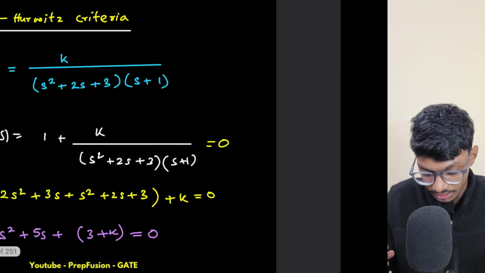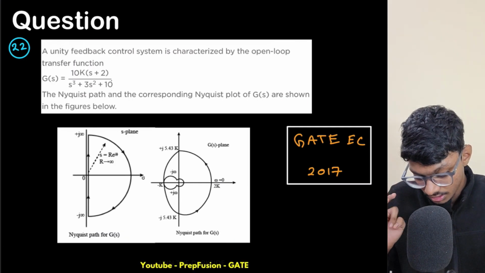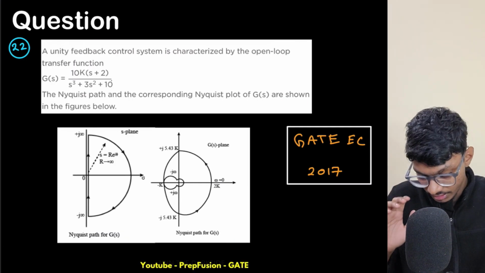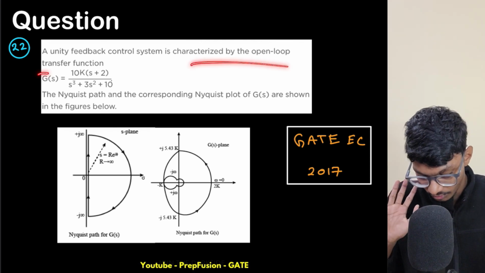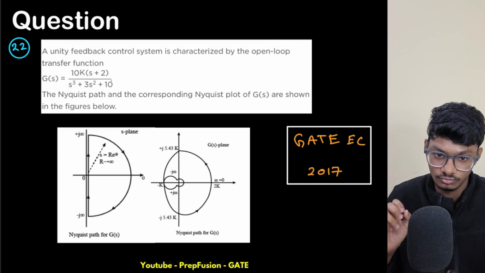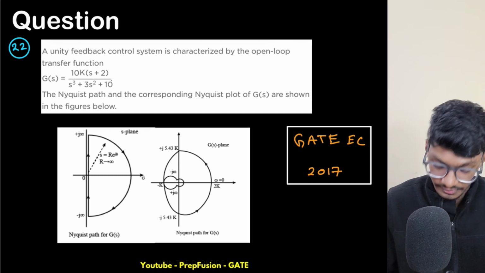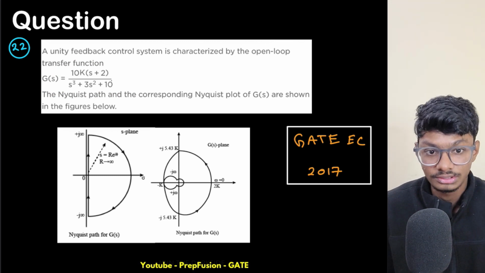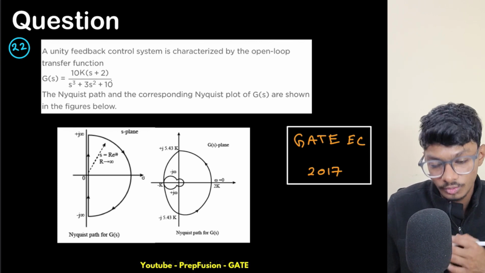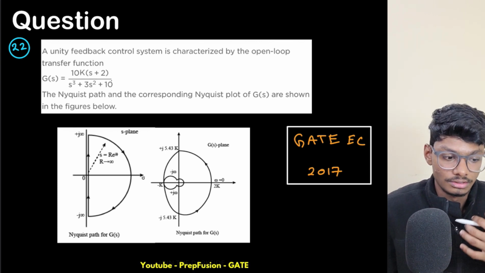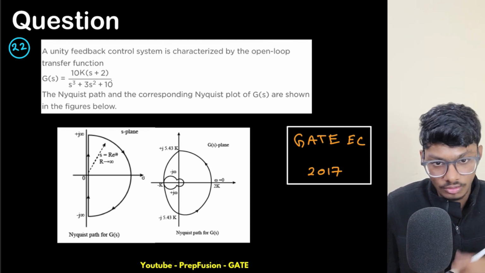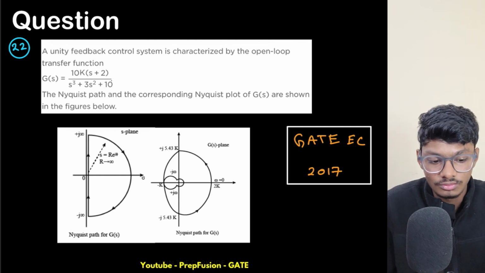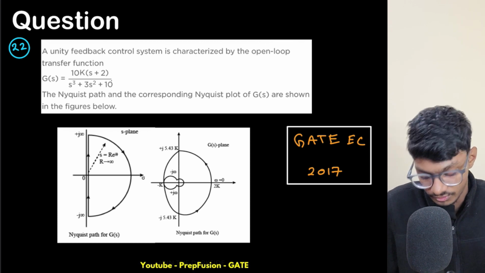Now let's go to the next question. The next question is telling us that we have a unity feedback control system characterized by the following open loop transfer function. The OLTF is given, so whenever the OLTF is given, you can obviously do it with Routh, but you have to understand whether doing it with Routh will help you solve it faster, or it may take more time. That only will come with experience when you solve each question, right?